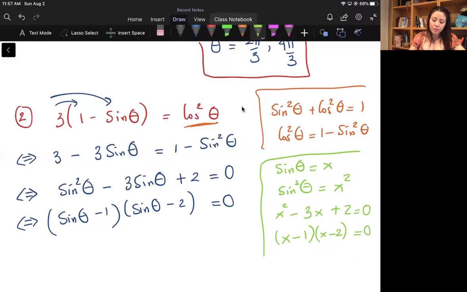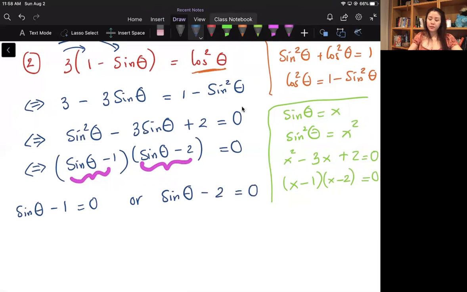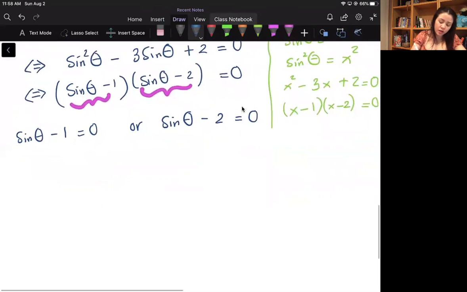Now, again, in order for the left-hand side to equal the right-hand side, which is 0, either we have this quantity equal to 0 or this quantity equal to 0, right? So either I have sine theta minus 1 equal to 0 or sine theta minus 2 equal to 0. Let's solve the first one first.